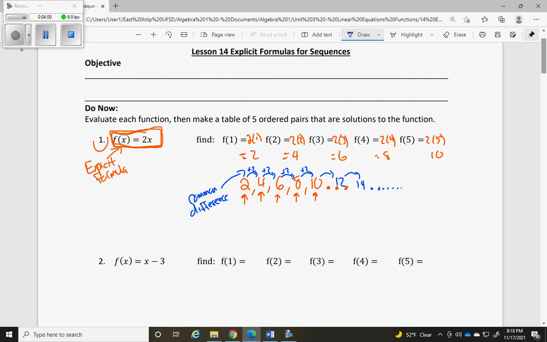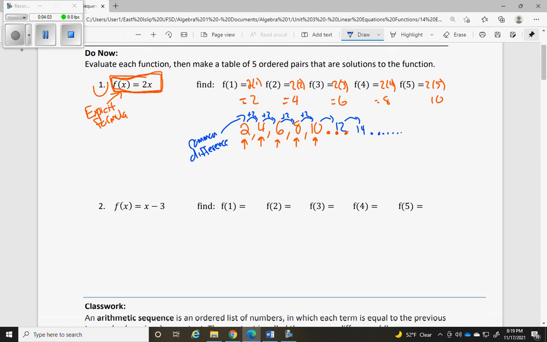Let's look at number 2. If I plug in a 1, 1 minus 3 gives me a negative 2 as an answer. When I plug in a 2, I get a negative 1. When I plug in a 3, I get 0. When I plug in a 4, I get 1. And when I plug in a 5, I get 2. So my first number in the sequence is negative 2. My second number in the sequence is negative 1. My third number in the sequence is 0.